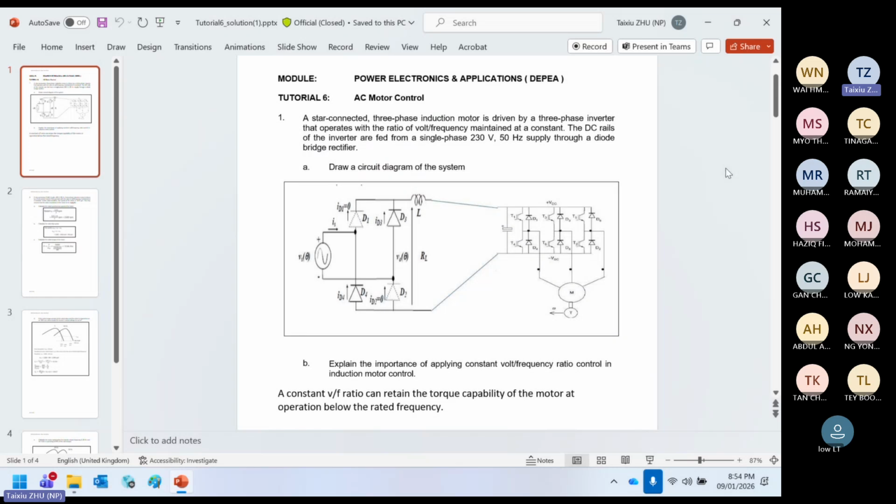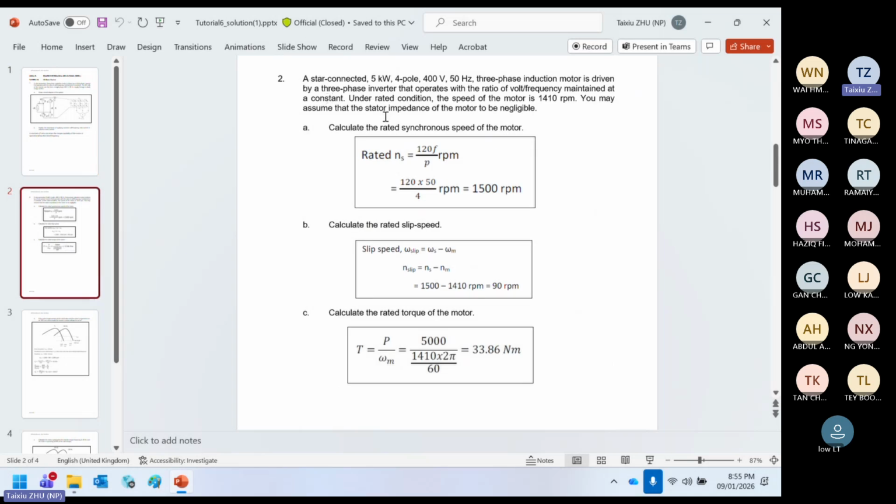The next one, about 1 hour plus, I will go through the tutorial questions, which is tutorial 6, AC motor control. More specifically, induction motor control. So the second part is relevant, especially question number 2, which you must know. Is it clear?